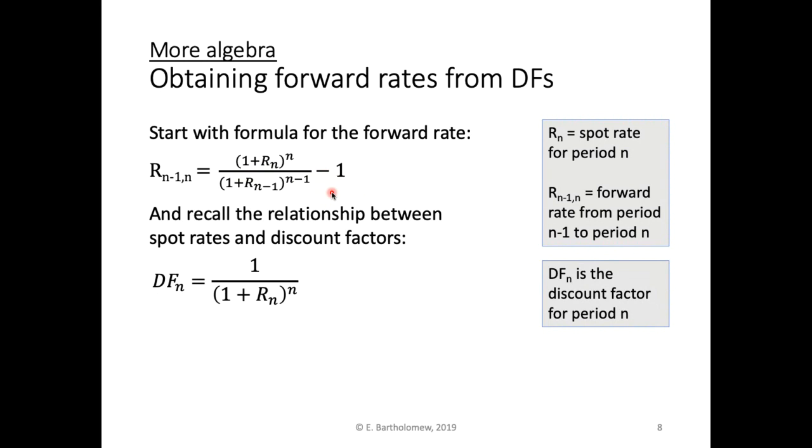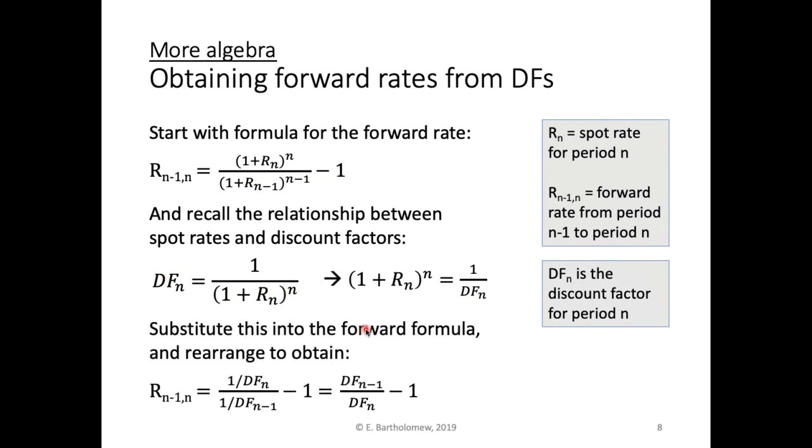And recall the relationship between spot rates and discount factors. So the discount factor for period n is going to be 1 over 1 plus Rn to the n. So this is the spot rate for period n, and this is compounding for n periods. And if we divide 1 by this, we will get our discount factor. Now that implies that 1 plus Rn to the n is equal to 1 over the discount factor, just by rearranging, essentially putting this up there and that down there.